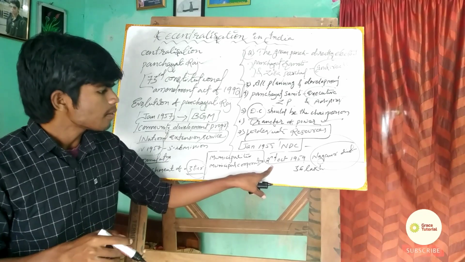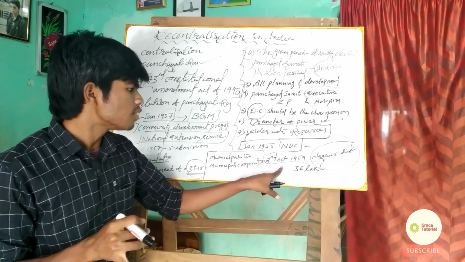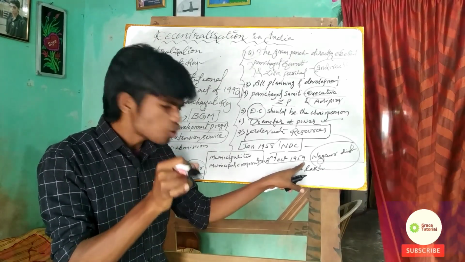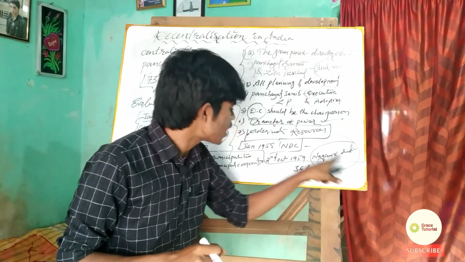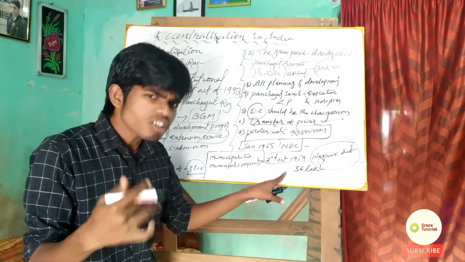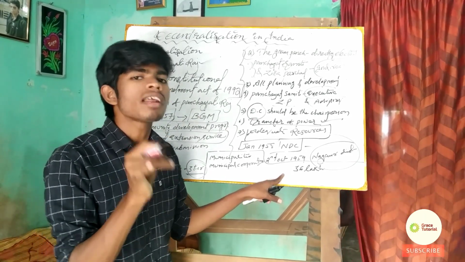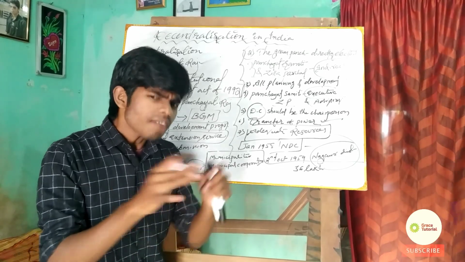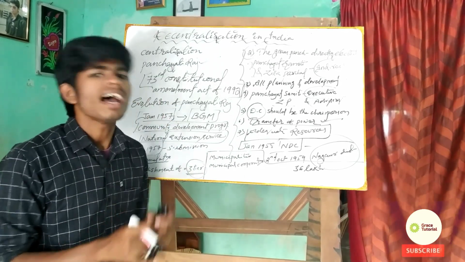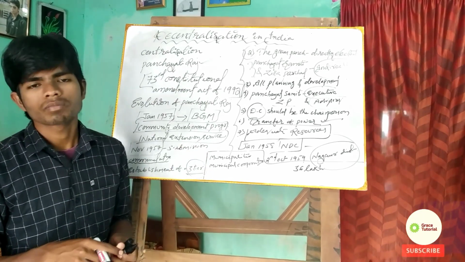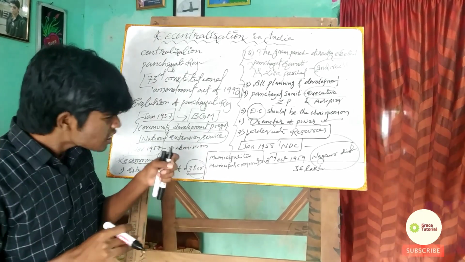And on this day, the Prime Minister inaugurated the Panchayati Raj scheme in the Nagaur district, that is in Rajasthan, and that was followed by Andhra Pradesh in the same year, that is in the year 1959. Thereafter, almost all the states of India adopted the system of Panchayati Raj. Basically, what is this Panchayati Raj?